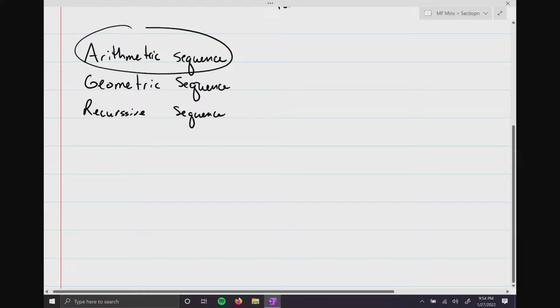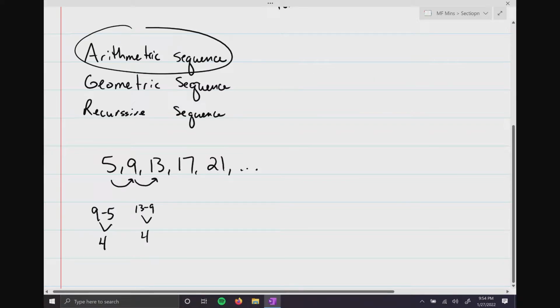Okay, so I'm going to list some numbers here. Here's our first sequence. Notice that if we start with the very first number 5, and we ask ourselves, how can we get the 9? Well, we can take 9 minus 5, and that gives us 4. Will that apply for the next number? In other words, 13 minus 9. Well, 13 minus 9 is also 4, okay? And then I can look here and say, 17 minus 13, that also equals 4.